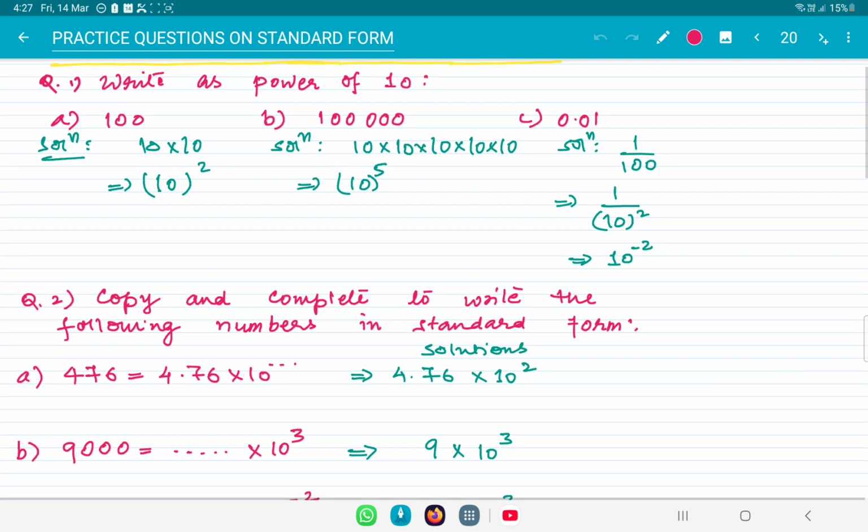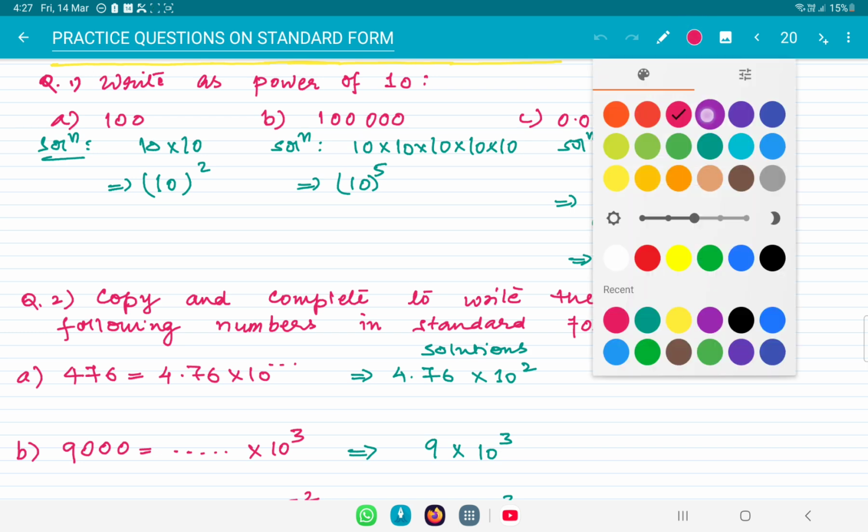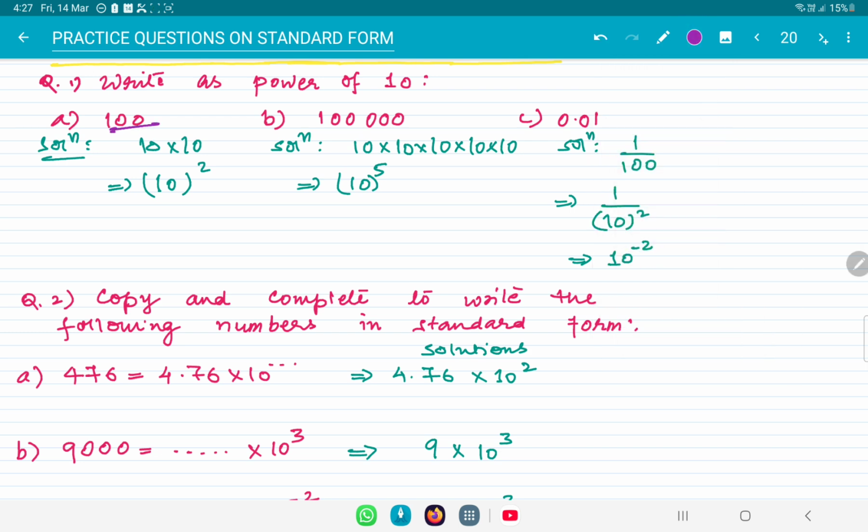Question number 1, write as power of 10, and they are giving you 100. So we can write it in terms of power of 10. 100 can be written as 10 multiplied by 10, or this can be written as 10 raised to the power 2. So 100 can be written as 10 raised to the power 2.